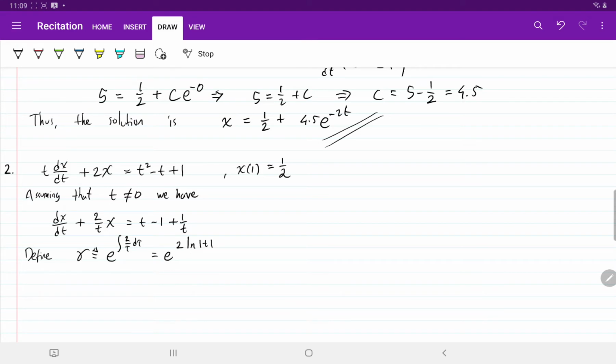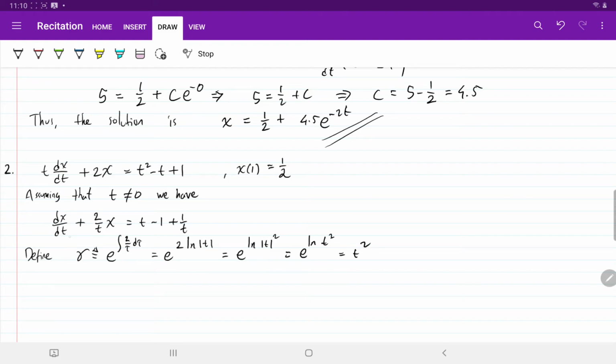logarithm, but we know that this is nothing but e to the log absolute value of t square, right? But absolute value of t square is nothing but t square. They are equal, so this turns into e to the log t square. But e to the log is just t square, right?